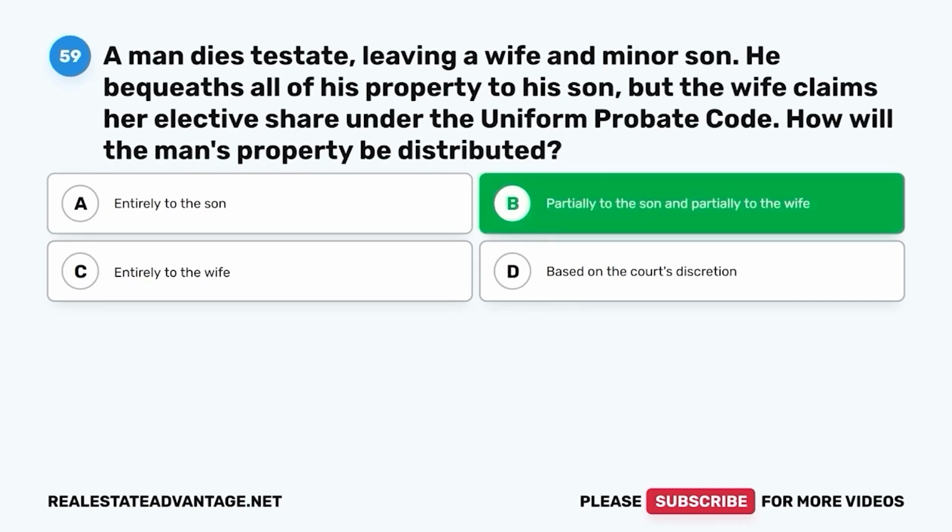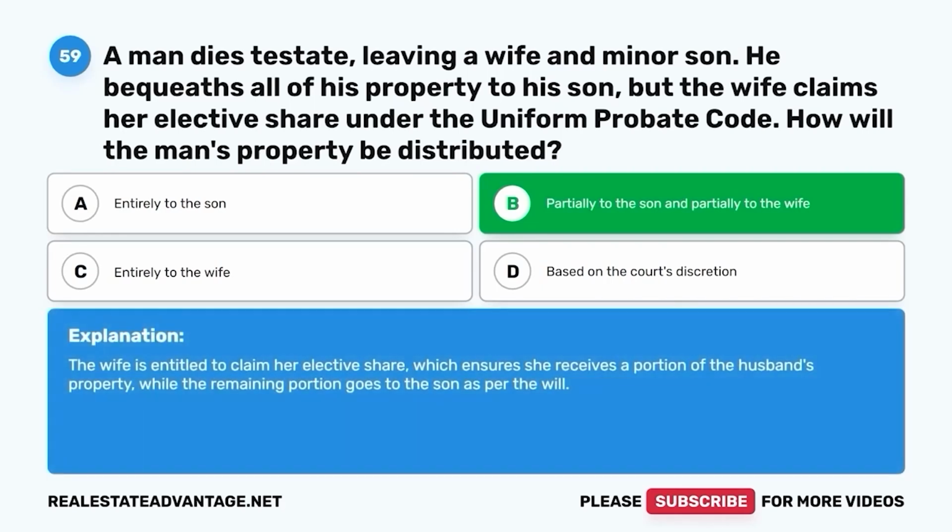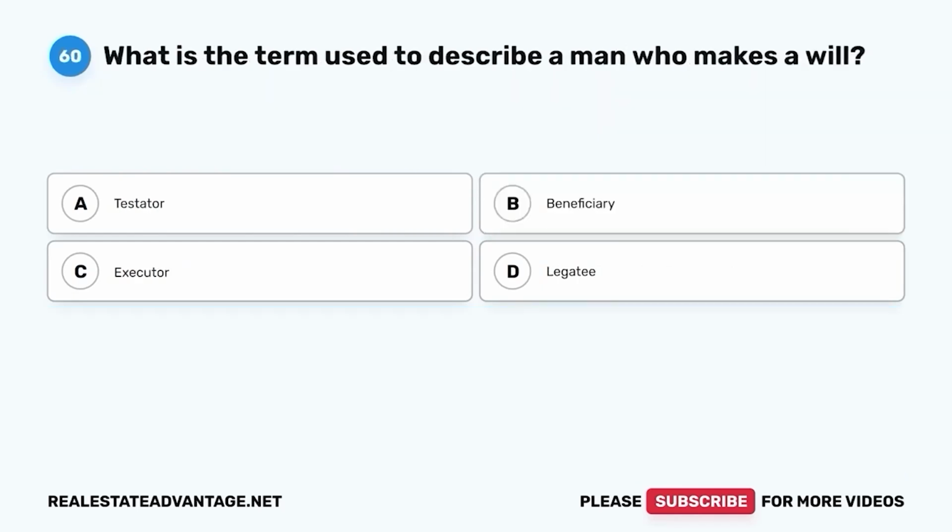The correct answer is B, partially to the son and partially to the wife. The wife is entitled to claim her elective share, which ensures she receives a portion of the husband's property, while the remaining portion goes to the son, as per the will. Question 60. What is the term used to describe a man who makes a will?